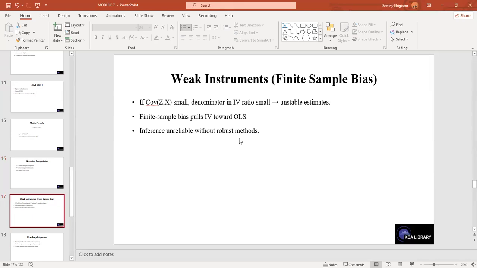Let's look at weak instruments and finite sample biases. If the covariance of Z and X is small, the denominator in the IV ratio is small. This gives an unstable estimate. Finite sample biases push IV towards OLS. Inference is unreliable without robust methods.